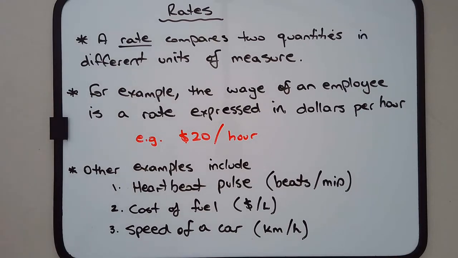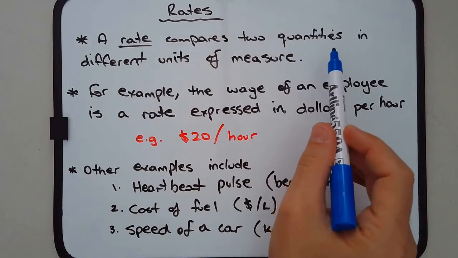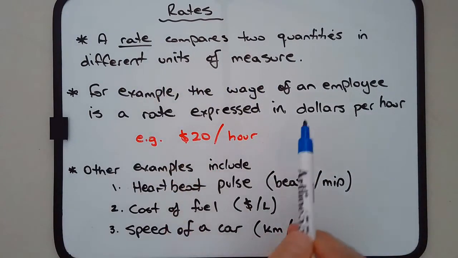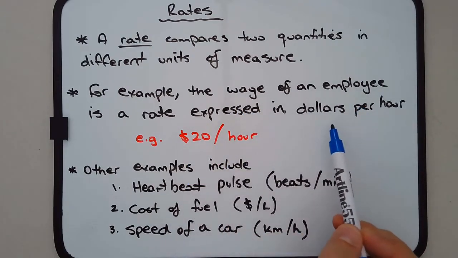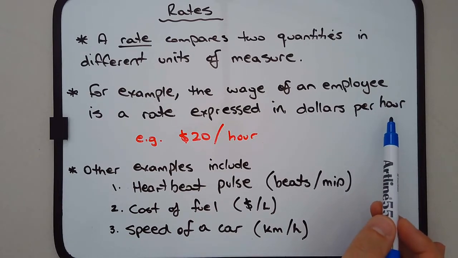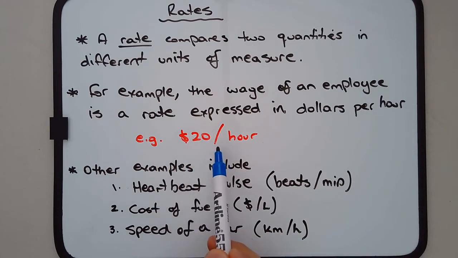Rates, however, are slightly different. Rates compare two quantities or more, but in different units of measure. For example, the wage of an employee is a rate expressed usually in dollars per hour. It could be dollars per day, dollars per week, or per year for someone who's on a salary. As an example, someone could have a job earning $20 per hour.